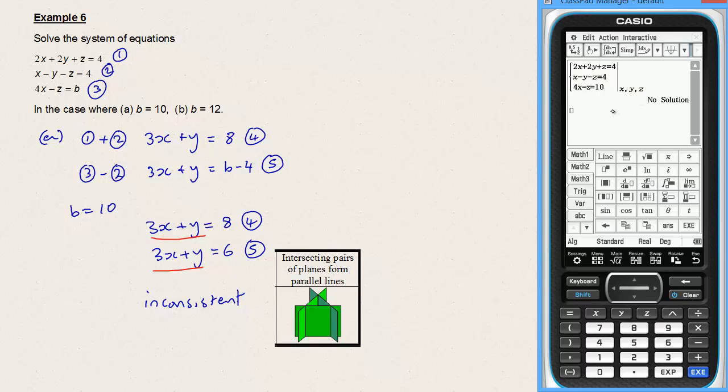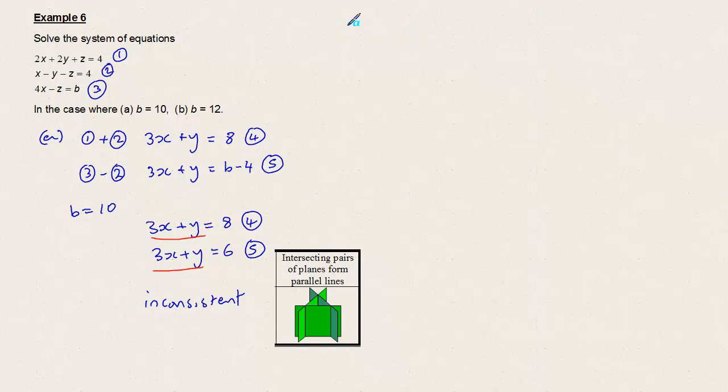And the calculator knows this. That's that system, and it tells me no solution. Now for part B, we have that b is equal to 12, and in that case we know that equation 4 is 3x plus y equals 8, but equation 5 becomes 3x plus y equals 12 take away 4, which is 8.